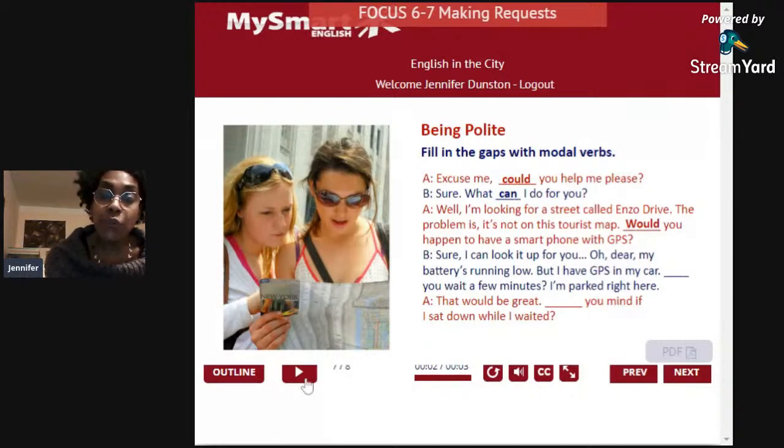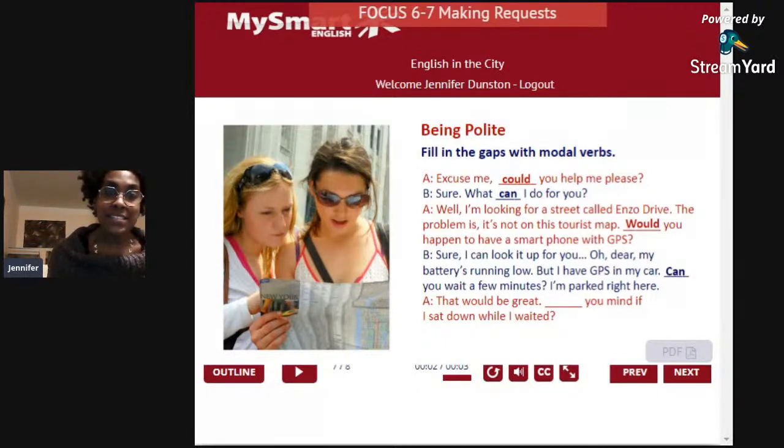Could you wait a few minutes? Very good. Could or can. This is another situation where we can use either modal verb. We can use, can you wait a few minutes? Could you wait a few minutes? I'm parked right here, and I'll check the GPS in my car. Fantastic. Thank you, Barbara and Carolina. That would be great.